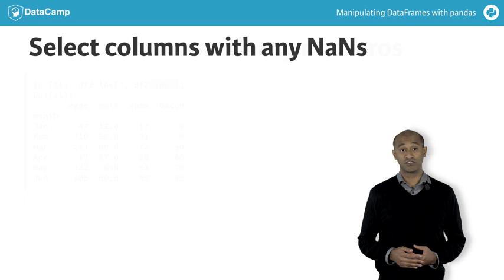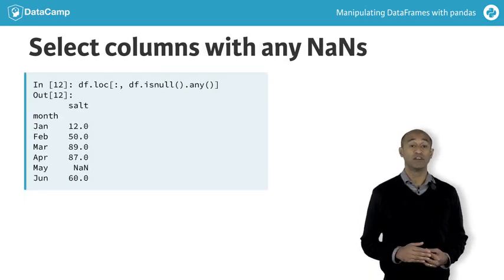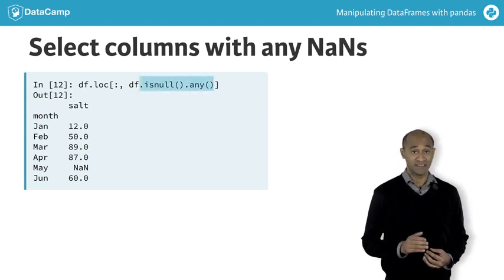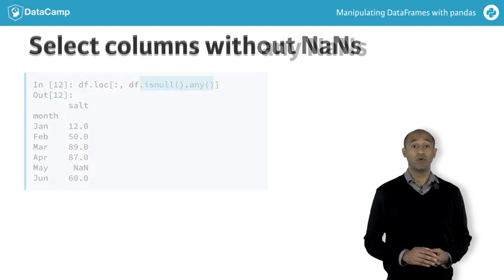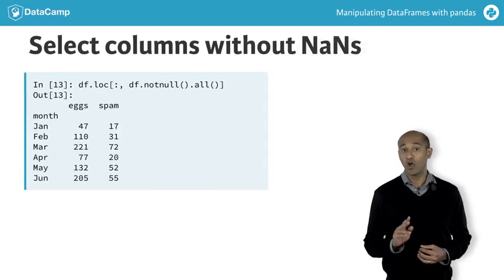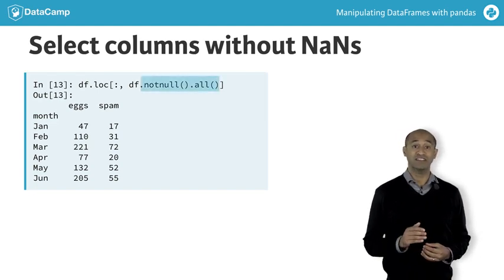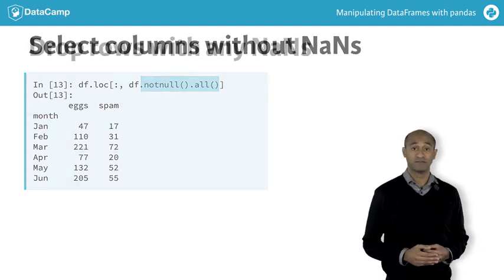A related question is which rows or columns contain NaN. We can ask that with isnull and notnull. Combining any and isnull returns any columns that have a NaN value. Conversely, we might want all columns where all data is present, that is, there are no NaN values. We can combine all and notnull to get this from the original data frame df.